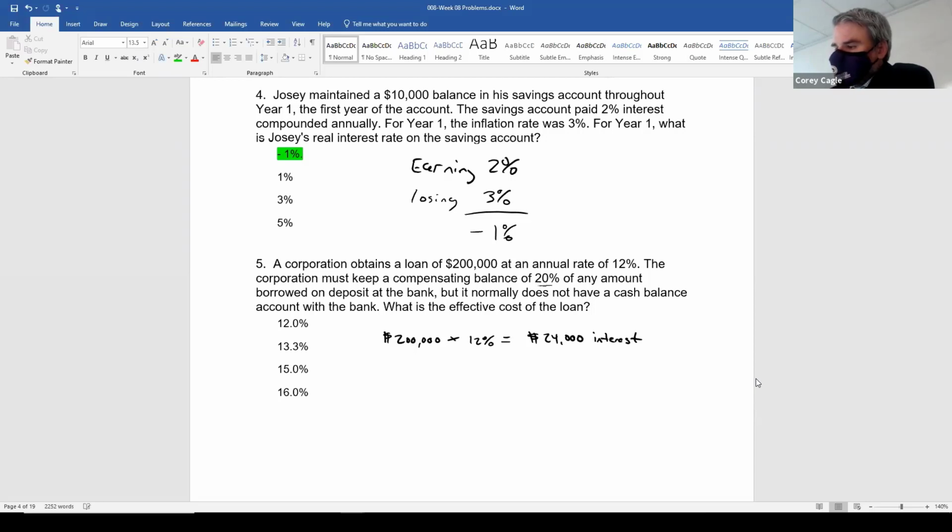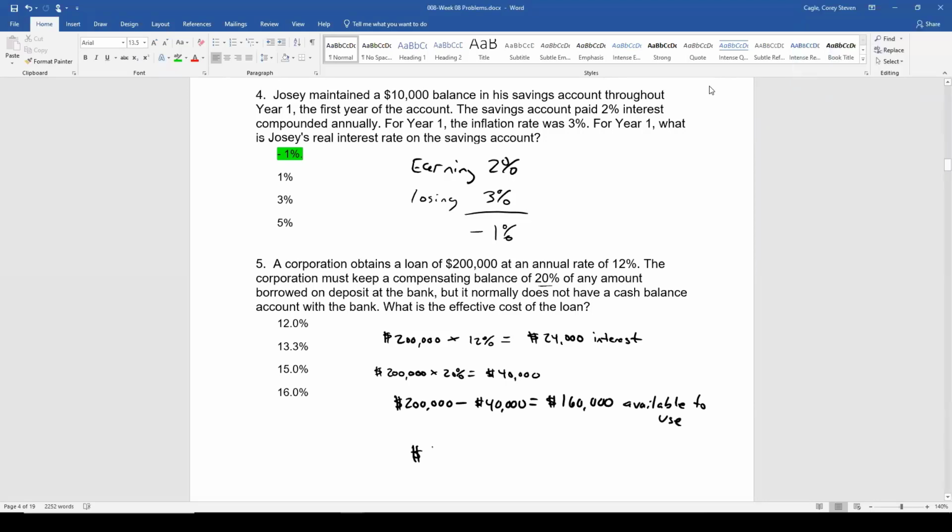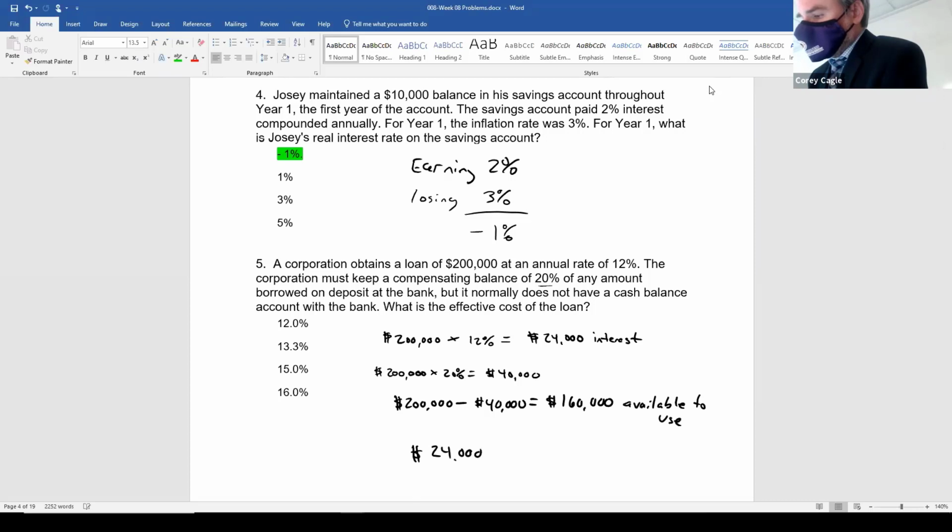But we got to keep 20% of that on deposit at the bank. So we're not really borrowing $200,000 because we can't use all of it. I think it was showing the wrong answer on mine, but yeah, 15% is what it should be. So $24,000 being charged on 160. 15%. Thanks.